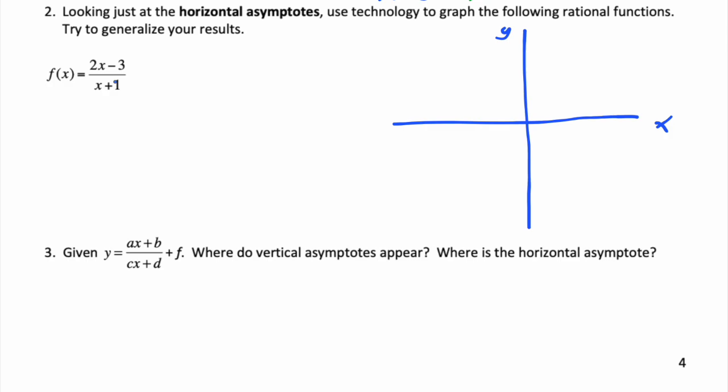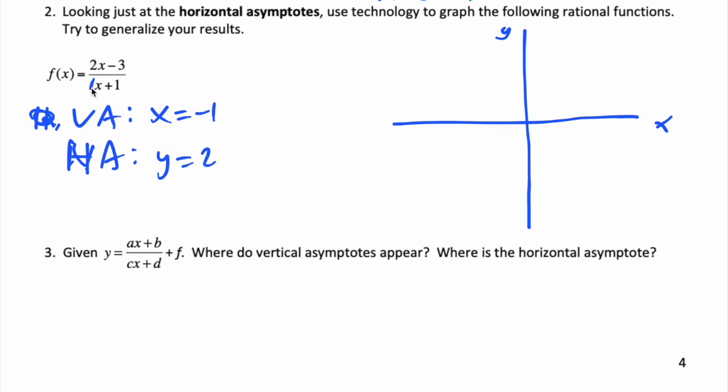Okay, so if we look at, well, the 1 is kind of obvious. We have a vertical asymptote at x equals negative 1. The horizontal asymptote is y equals 2, and that's actually just the ratio of these coefficients, and we'll see why in a second. So we got y equals 2, x equals negative 1, and you're going to get this shape right here.